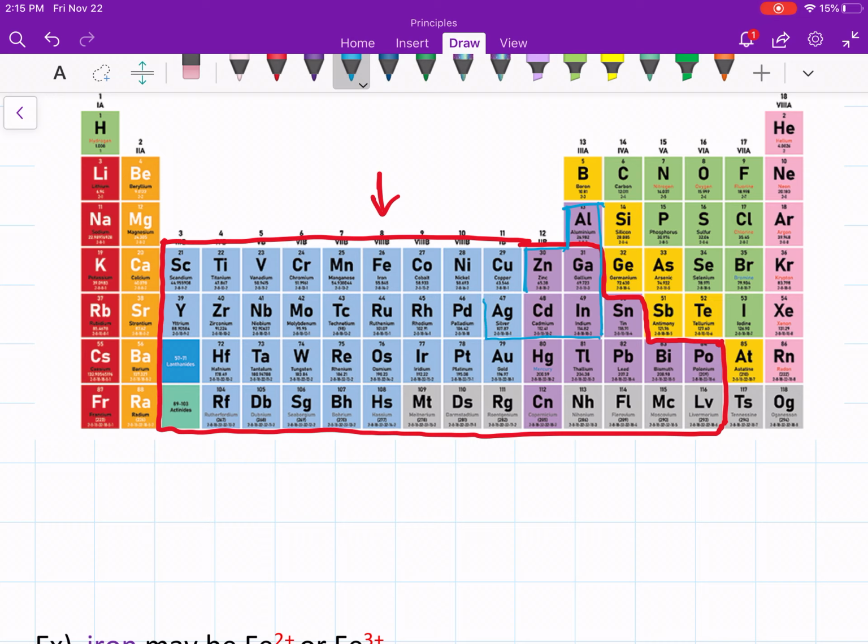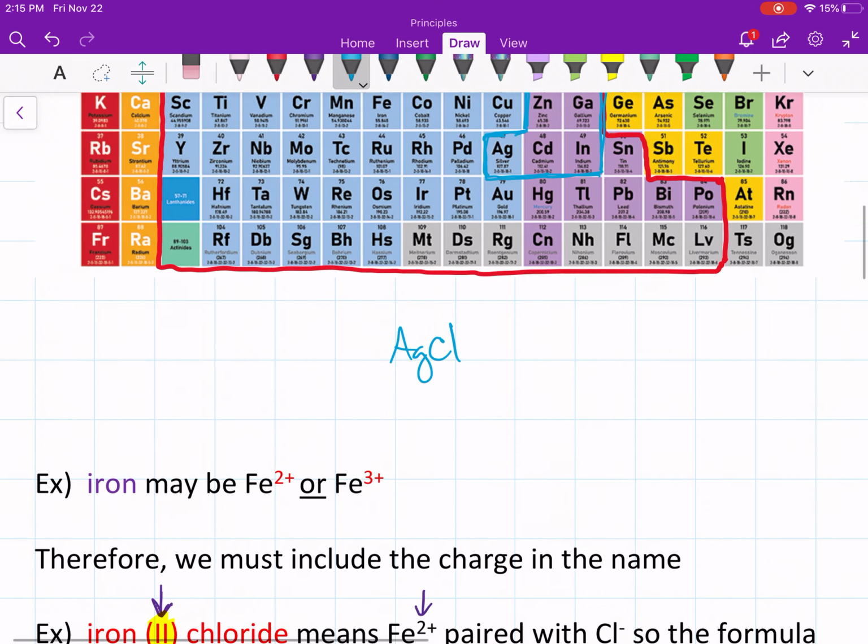And silver is +1. And you'll be given that information on tests and quizzes and stuff like that. You don't have to memorize that. But you do have to know how to use that information. What I mean by that is, if you're given a formula like AgCl, you're not going to write silver 1 chloride, you're just going to say silver chloride, because those charges are always the same. Again, it's +1 for silver, +2 for zinc and cadmium, and +3 for aluminum, gallium, and indium.